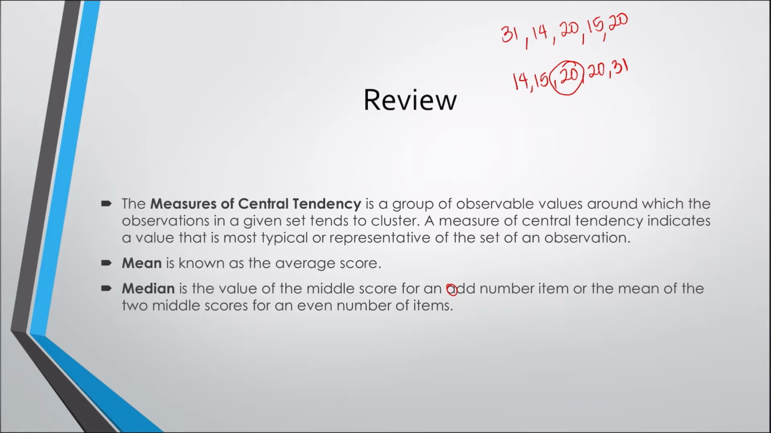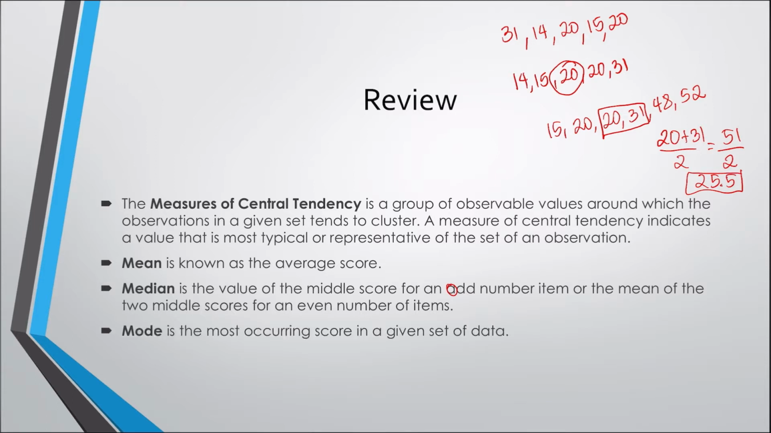Pero paano kapag even number? For example is 15, 20, 20, 31, 48, 52. So, mapapansin ninyo, ang gitna niya ay 20 at 31. Kapag ganun, we are going to find the average or mean nung nasa gitna. So, para makuha ang mean, we are just going to add them, divide by 2. So, that is 20 plus 31 is 51, divided by 2 is 25.5. So, yun yung ating median.